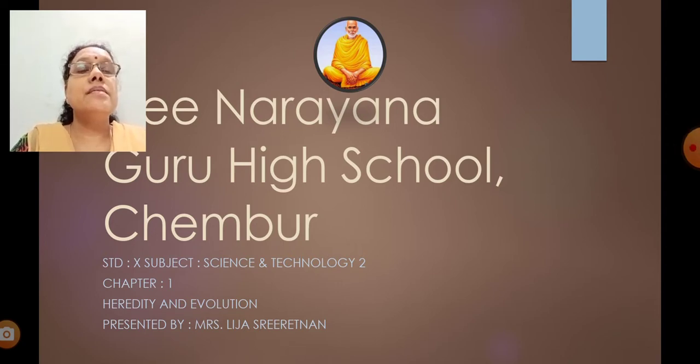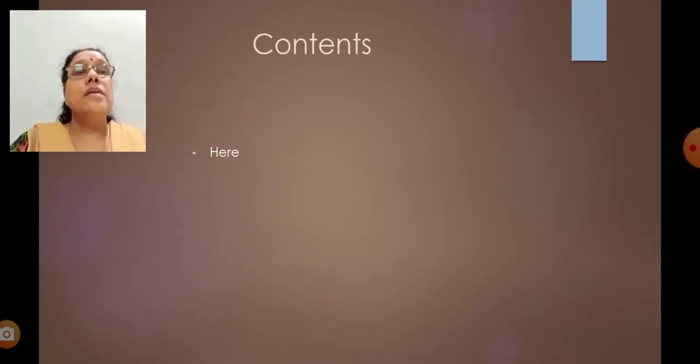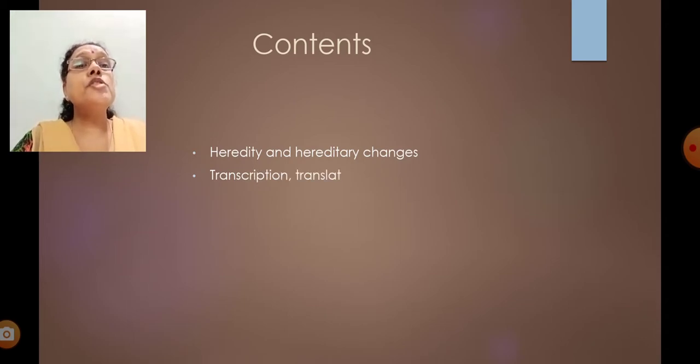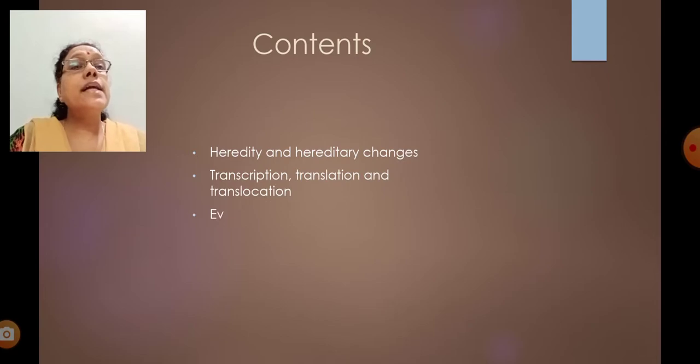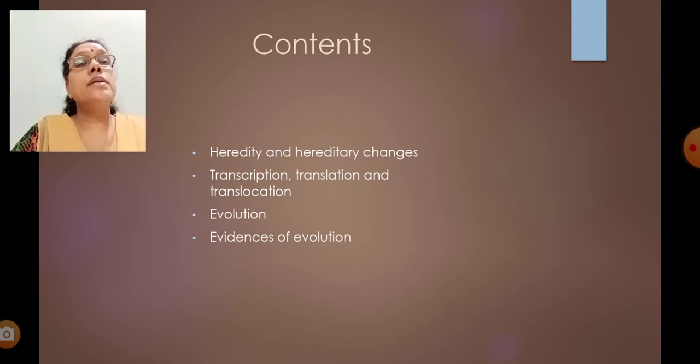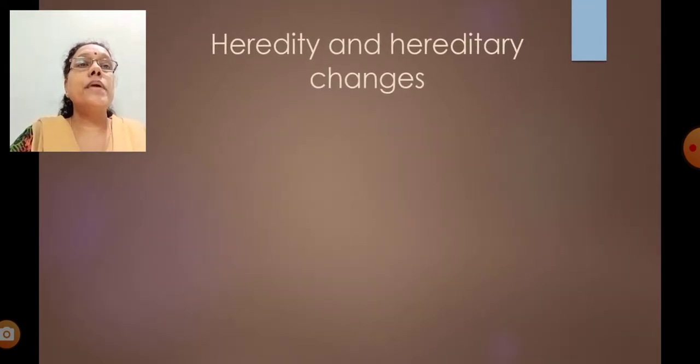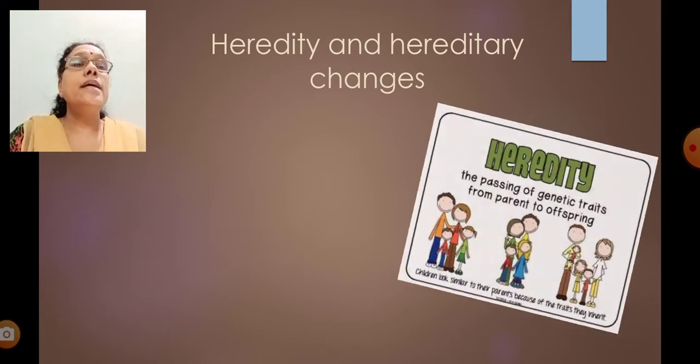In today's session, we will start chapter number 1, Heredity and Evolution. Heredity and hereditary changes. Transcription, translation, and translocation. Evolution. Evidences of evolution. These are the topics we have to cover today. So now let us move to the first topic, heredity and hereditary changes.